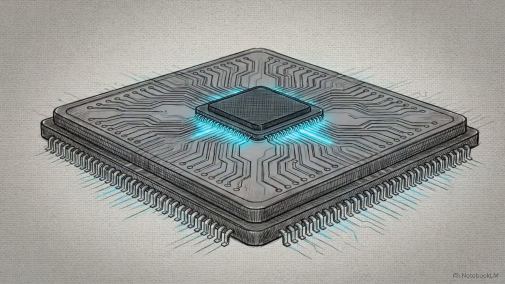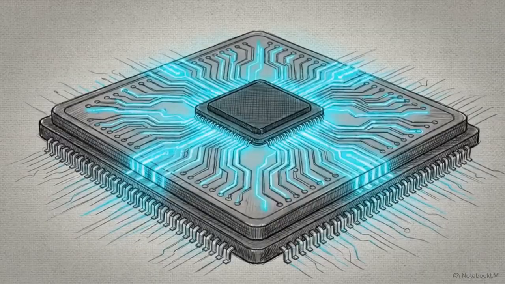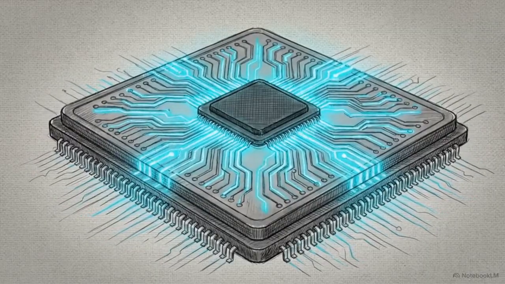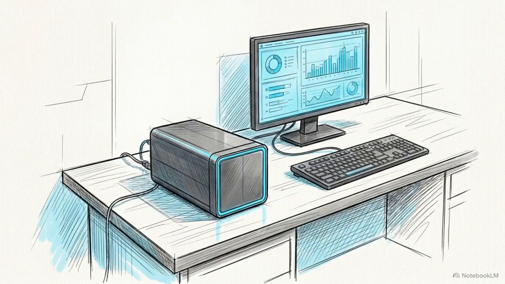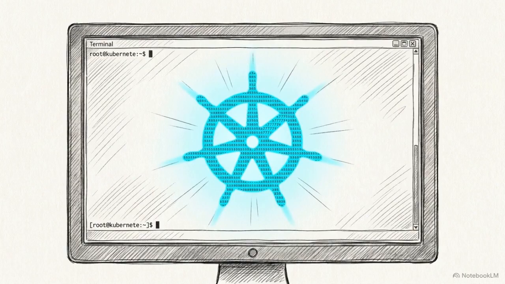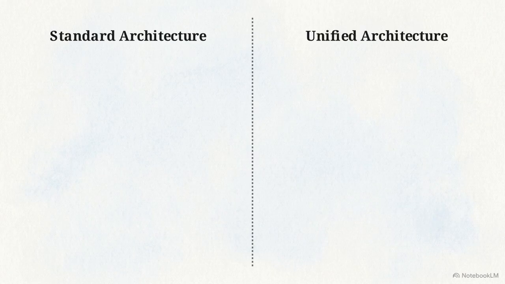This pulsing microchip represents the Grace Blackwell GB10 superchip inside the NVIDIA DGX Spark, providing 1 petaflop of computing power and 128 gigabytes of memory in a desktop unit. But when you attempt to schedule this hardware through standard Kubernetes, the device plugin crashes, throwing a memory error and stopping the deployment process. This side-by-side diagram shows the cause.